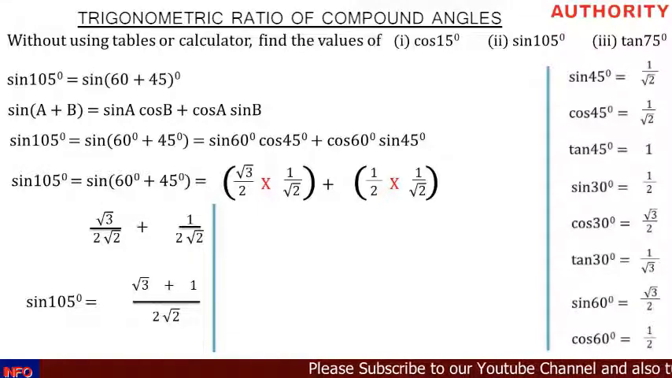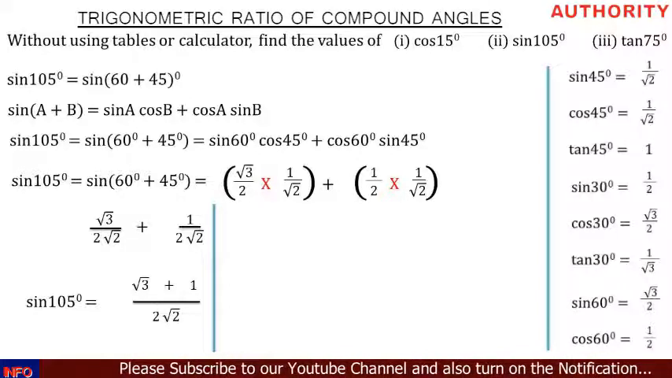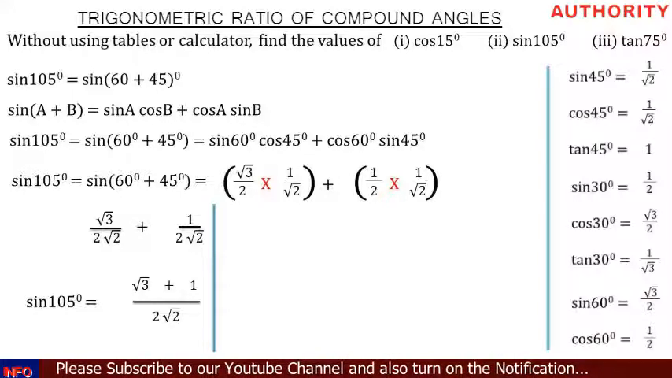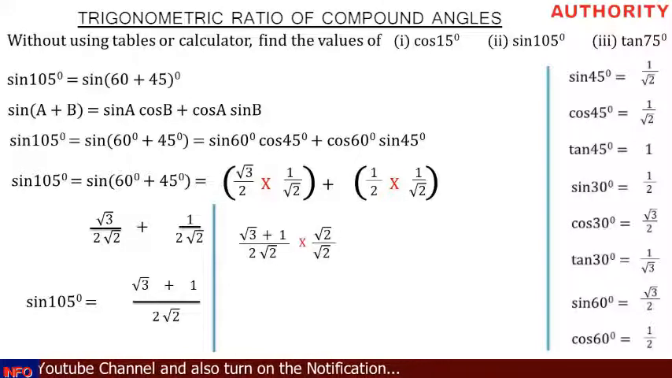So in this place now, let's rationalize. For us to rationalize, we're going to multiply the numerator and the denominator by root 2, because we want to remove the root 2 in the denominator. Note that root 2 divided by root 2 is equal to 1, so 1 times our expression, it remains the same. Now let's go. We're going to say root 3 plus 1 all over 2 root 2 times root 2 all over root 2.